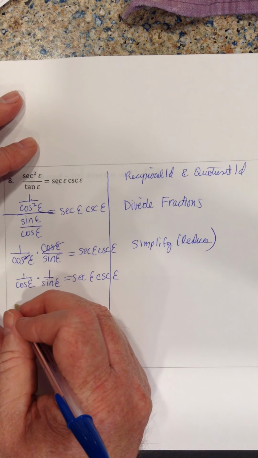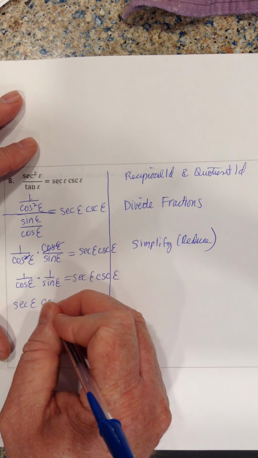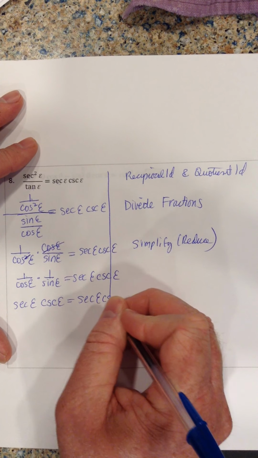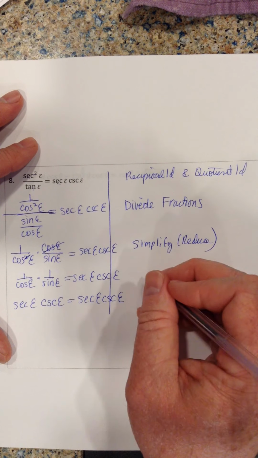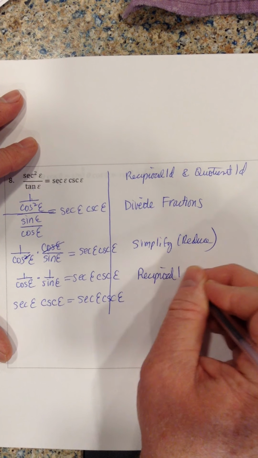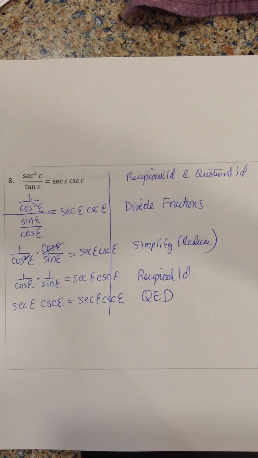So 1 over cosine, that's secant of epsilon. So 1 over sine, that's cosecant of epsilon. So that's just going to be reciprocal identities. That's been proven, QED. Looks like there's going to be a part 3.